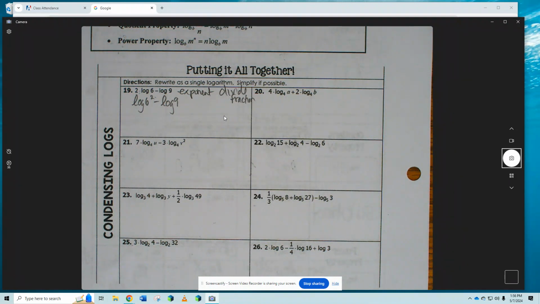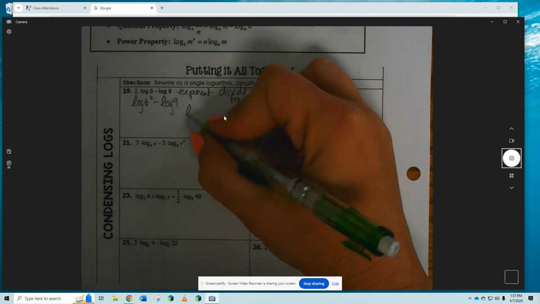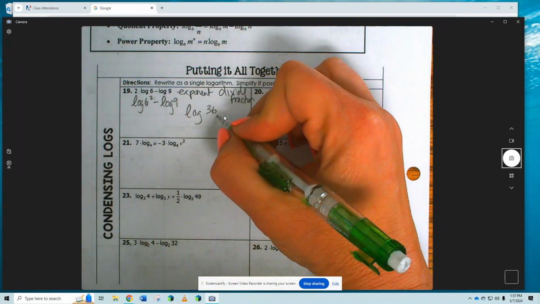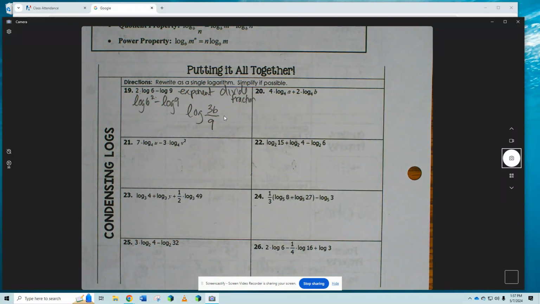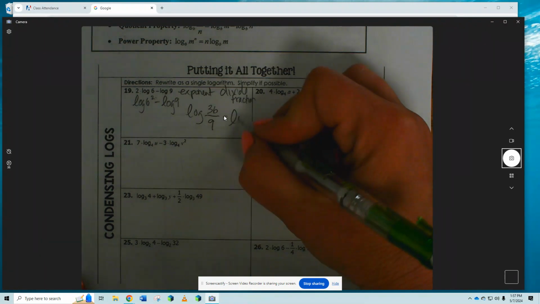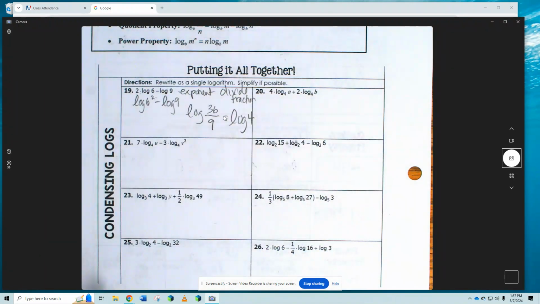Okay. But it's a subtraction. What's subtraction? What do I change it to? Subtraction becomes what? A fraction. And let's make 6 squared 36. Here we go. Log of 36 over 9. You don't need to write log twice. Please reduce 36 over 9. Log 4.